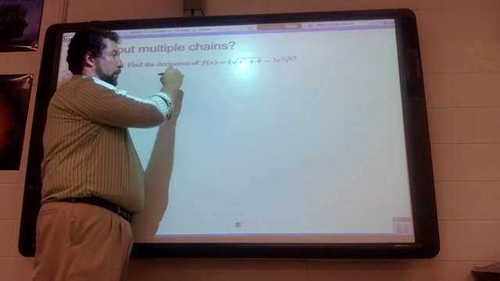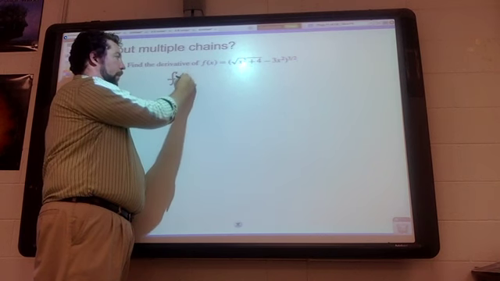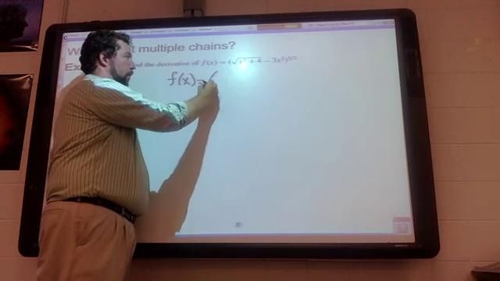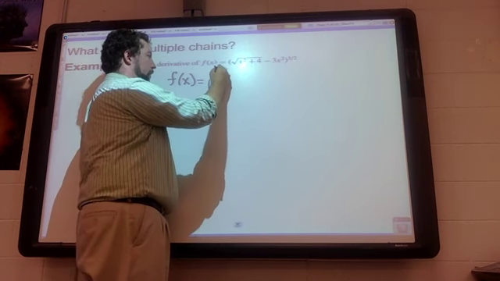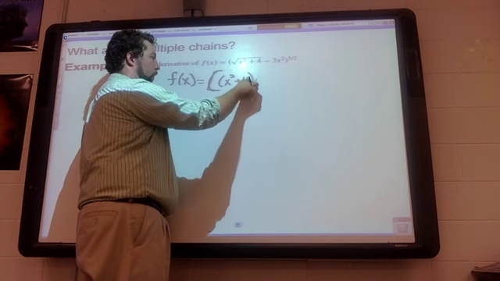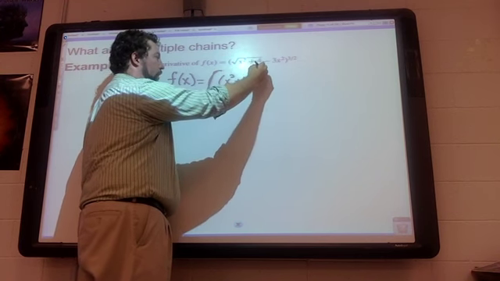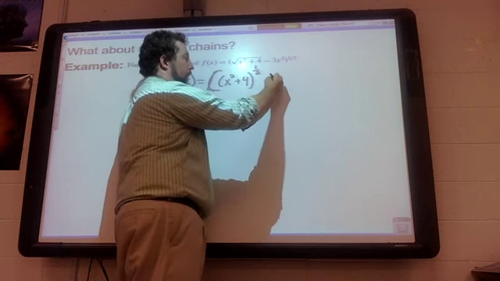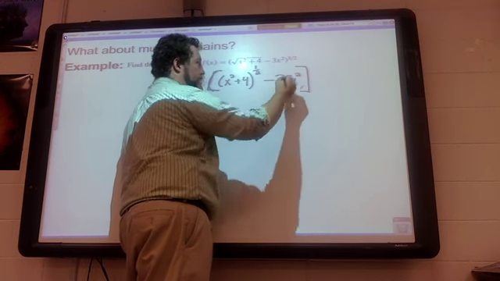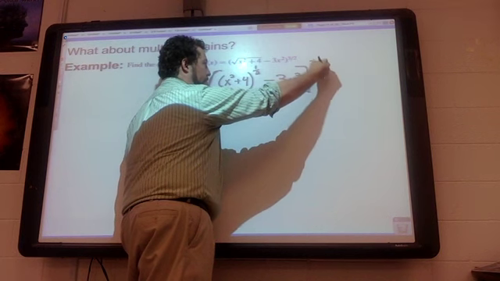So let's look at this thing. Let me write it a little bit bigger so that I can read it and you can read it. f of x is equal to, inside this huge thing, I've got an x squared plus 4. It's square rooted, so I'll change it to 1/2 power, minus 3x squared. And that whole thing is being raised to the 3/2 power.